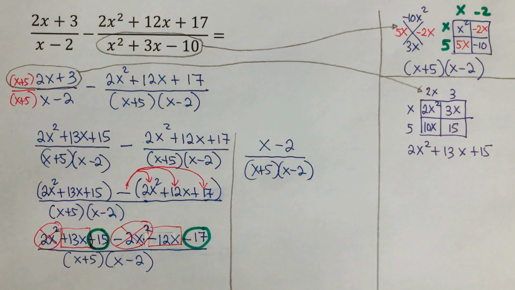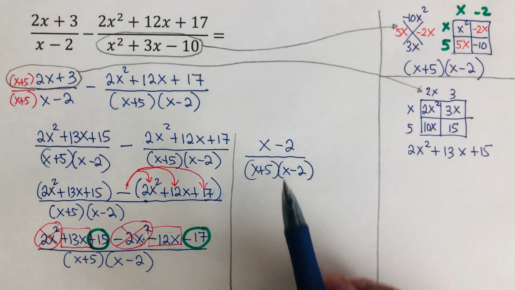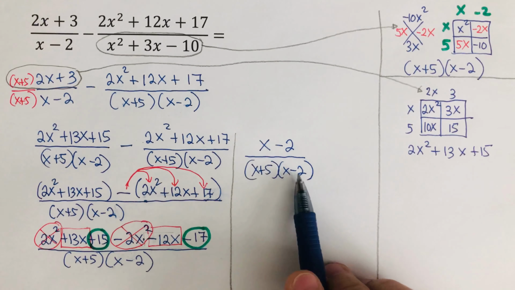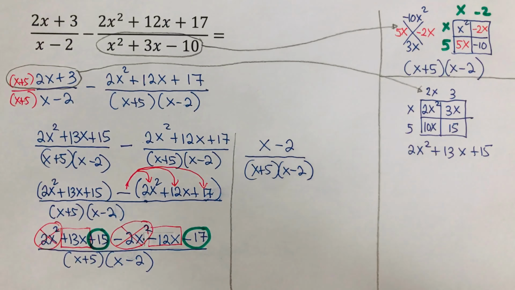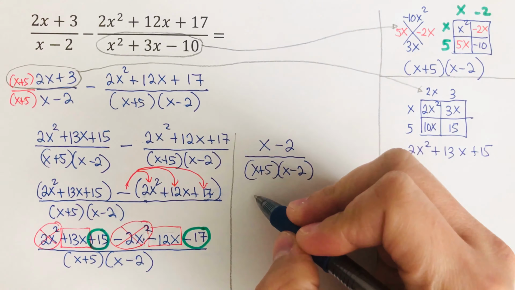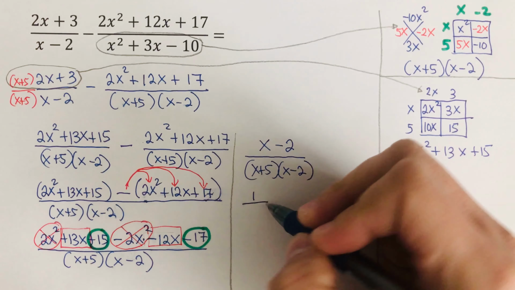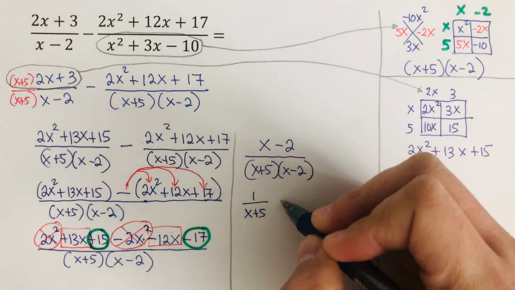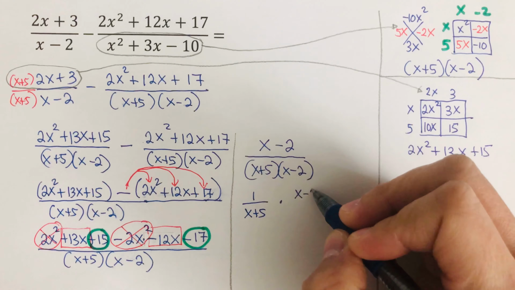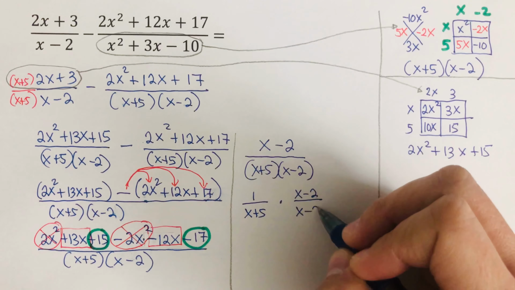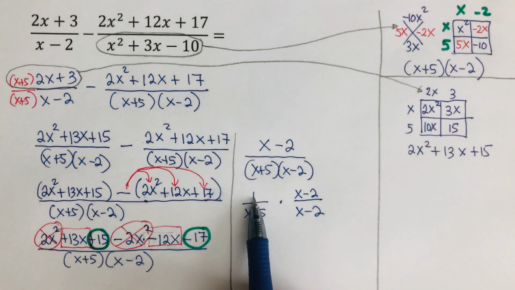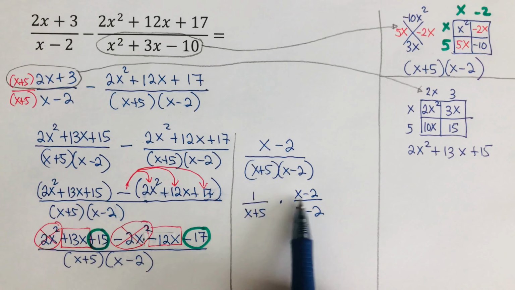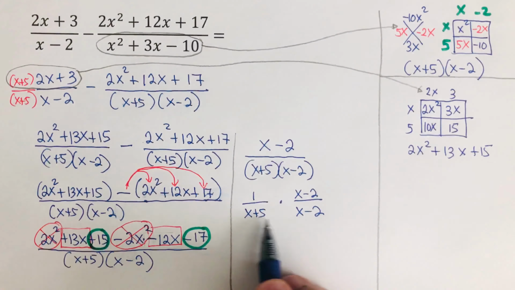So what we are going to do next is that you can see here both x minus 2 and x minus 2 are the same. So then we can go ahead and say that we can rewrite this as 1 over x plus 5 times x minus 2 over x minus 2. So that if we multiply their numerators, that would come out x minus 2, and then these denominators here will come out x plus 5, x minus 2.